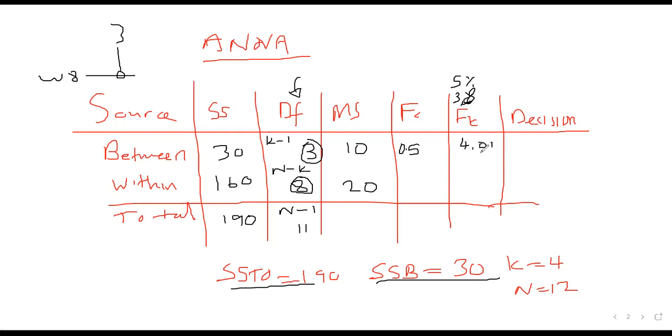So you're going to compare. If this one is greater, we reject. If this one is smaller, we fail to reject. So since our F calculated is smaller than this, we're going to do what? Fail to reject. To fail to reject is simply to accept. So that is how our balancing of the table will be.